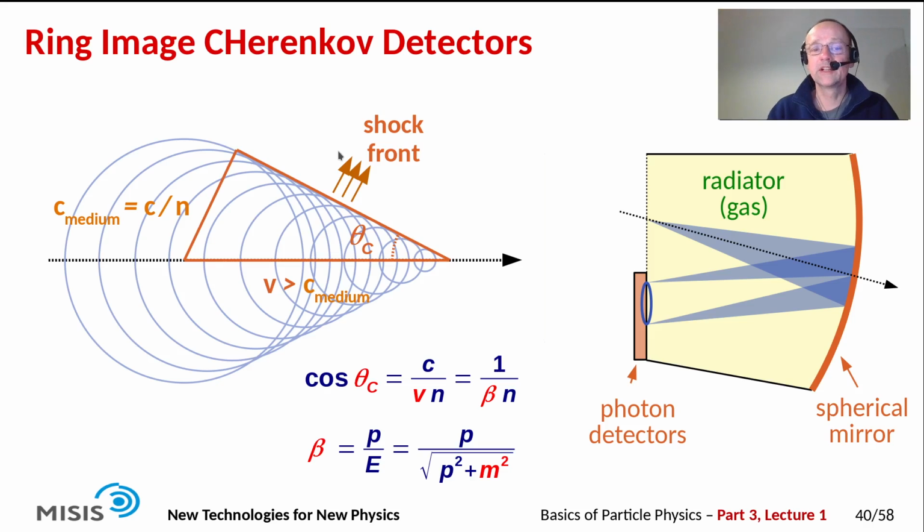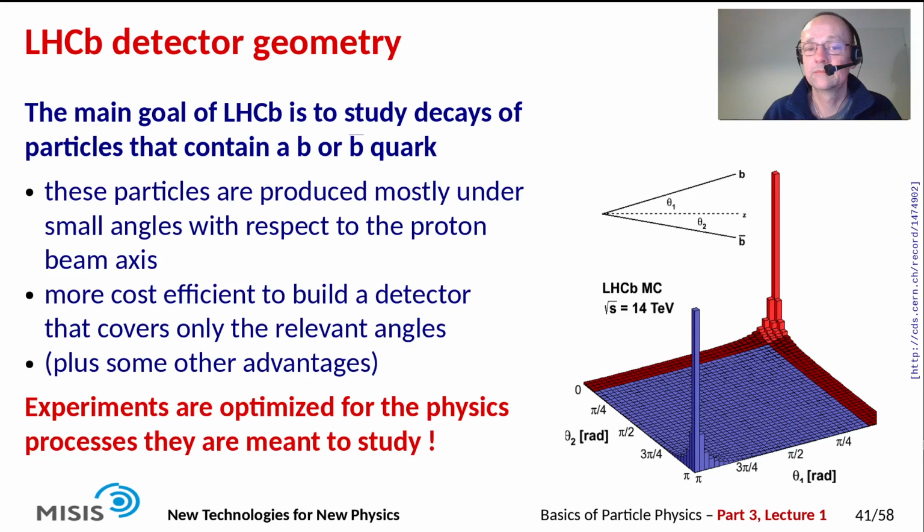The angle under which this shock front is produced depends on the speed of the particle. So if we measure this angle, we can calculate the speed of the particle. And that is exactly what we do in a RICH detector. And Andrei Golutvin will discuss this with you next week.